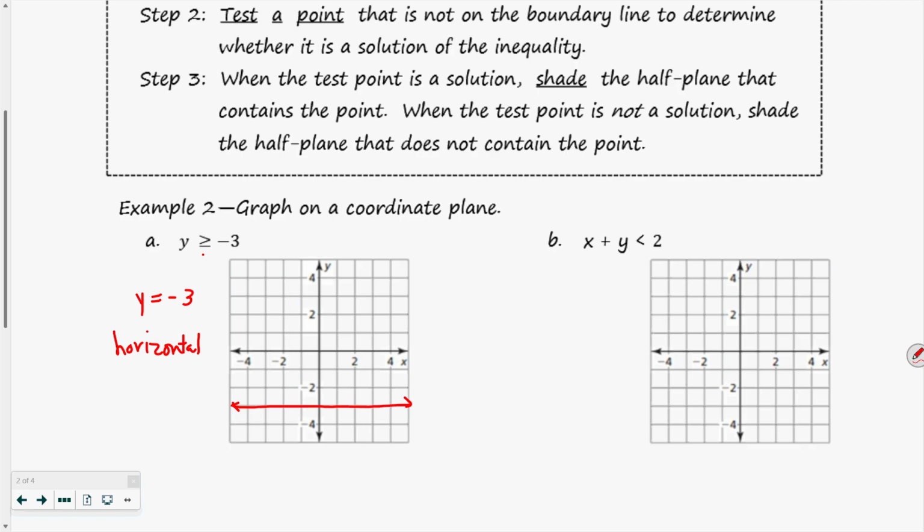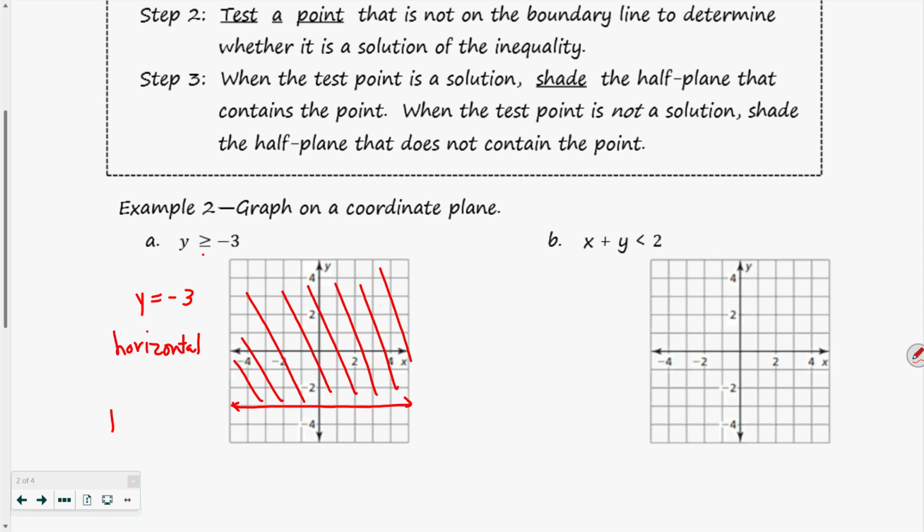Now our inequality says y is greater than or equal to -3. So all the points above that y equals -3 are solutions to the equation. So we're going to shade that part of the line to show that everything above the line here are solutions.